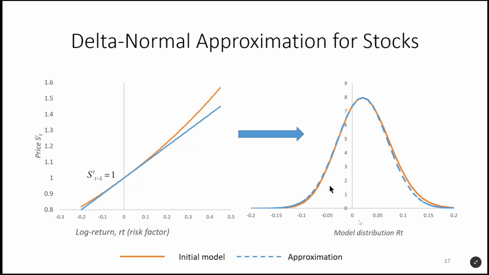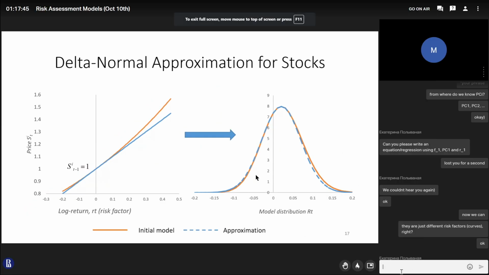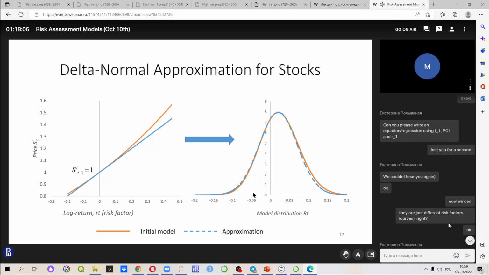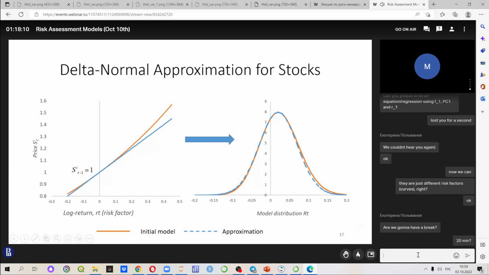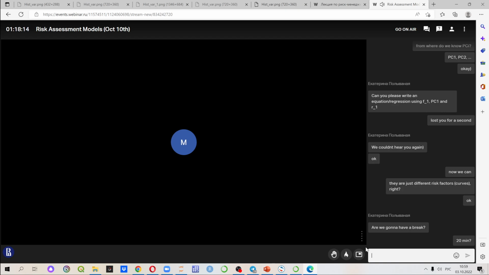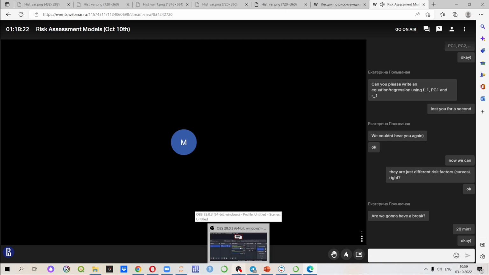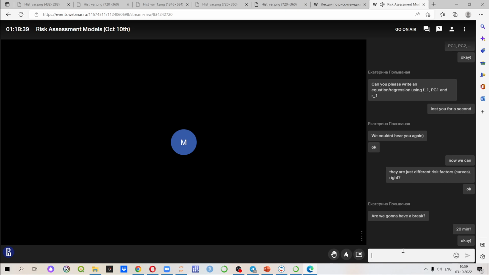Let's have a break. I think I ran out of time a little bit. So let's have a break for 20 minutes, and we're going to start at 11:20. I think it's okay because we have a 30 minute break between the second and third class. So I think it's okay to have a 20 minute break, don't you think?